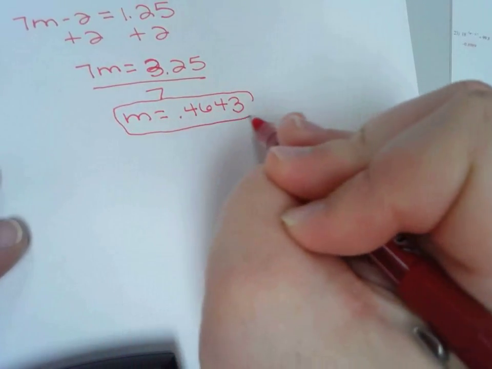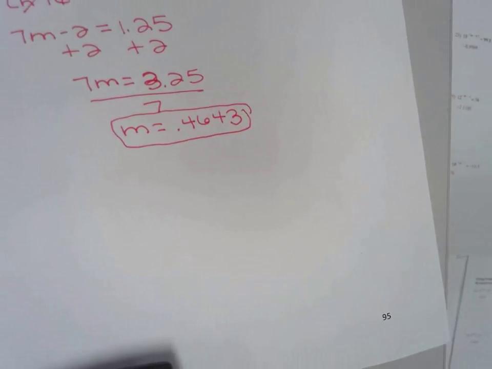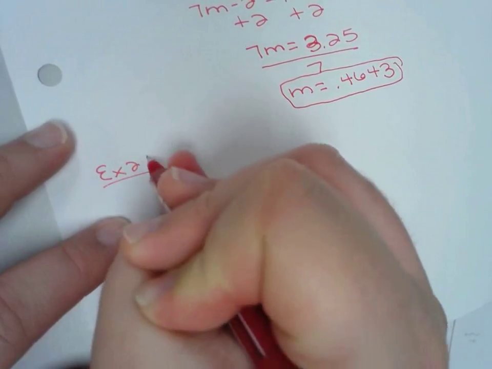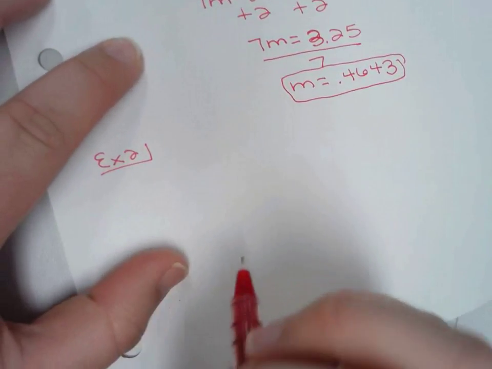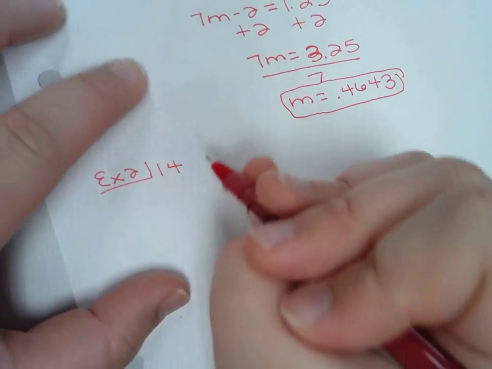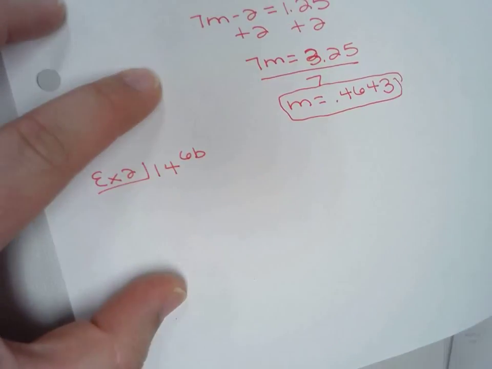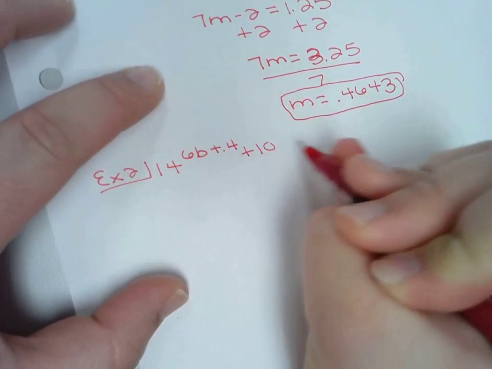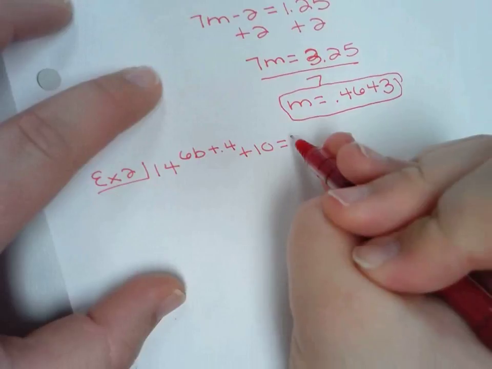And these all kind of follow the same sort of format. We'll look at a couple more, but they all follow the same format. Okay, let's look at one like this. What if I have 14 to the 6b plus 0.4, and then that whole thing plus 10 equals 21.